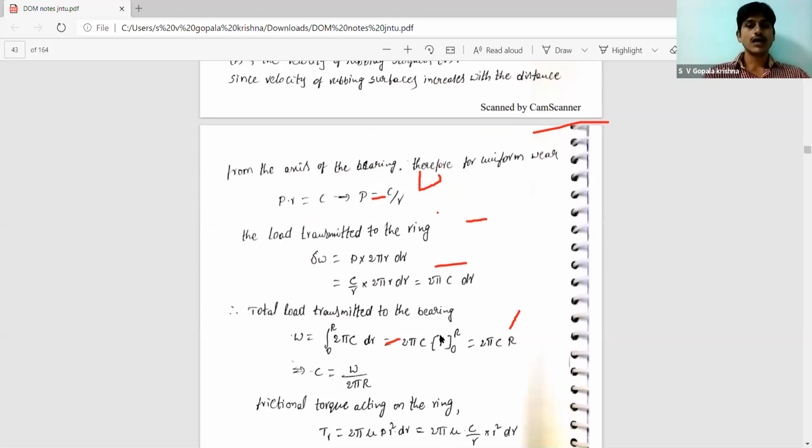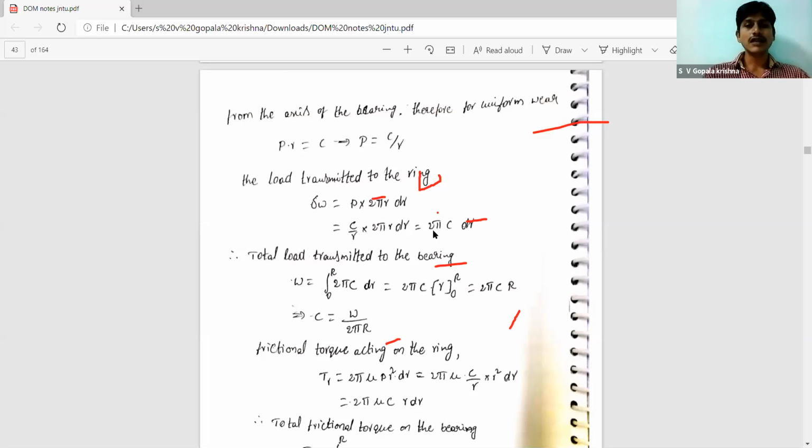Now, when we get the load transmitted on the ring, we can find the total load transmitted on the bearing. So for the total load on the bearing, we integrate the above term with the limits of 0 to R. So W equals integration from 0 to R of 2 pi C dr.